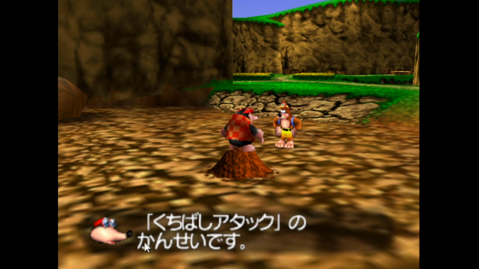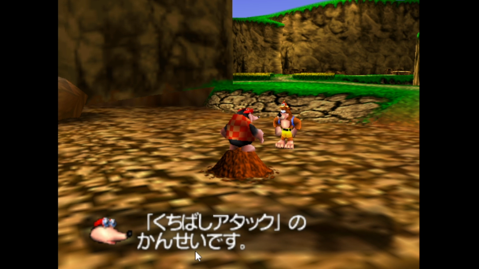Kuchibashi ataku no kansei desu. Kansei, I feel like it's completion. Complete completion. Perfection. Accomplishment. It was probably that one then. It's probably accomplishment, I think. There are quite a lot of words with the reading kansei, actually. That's pretty crazy. But yeah.